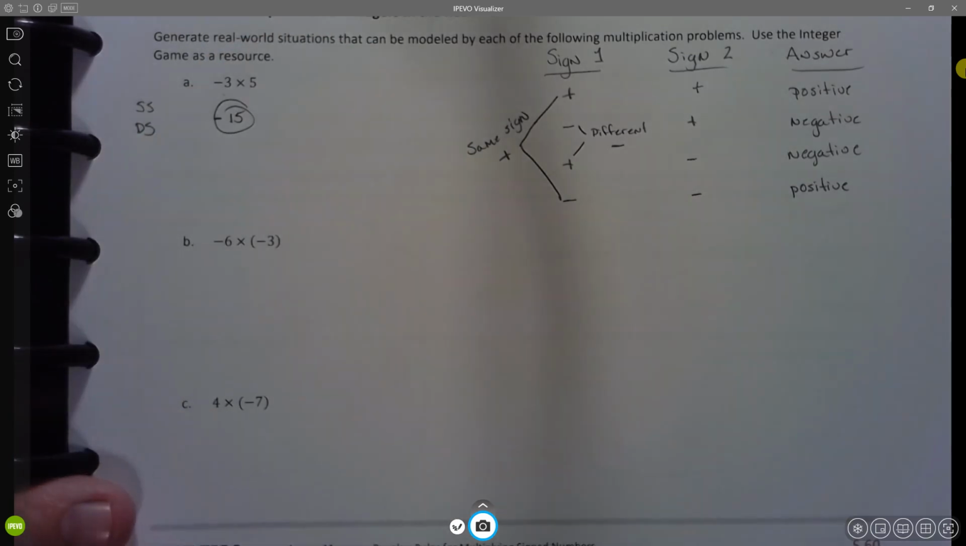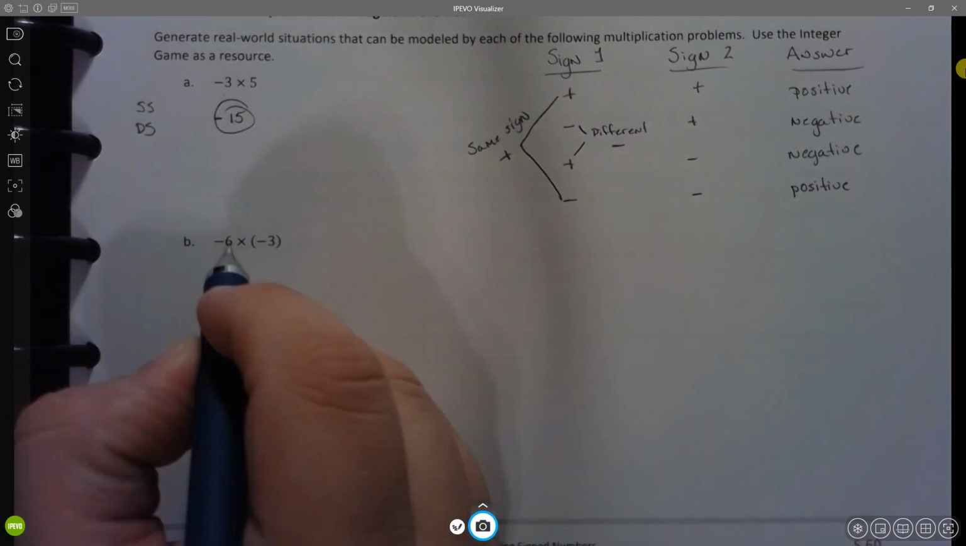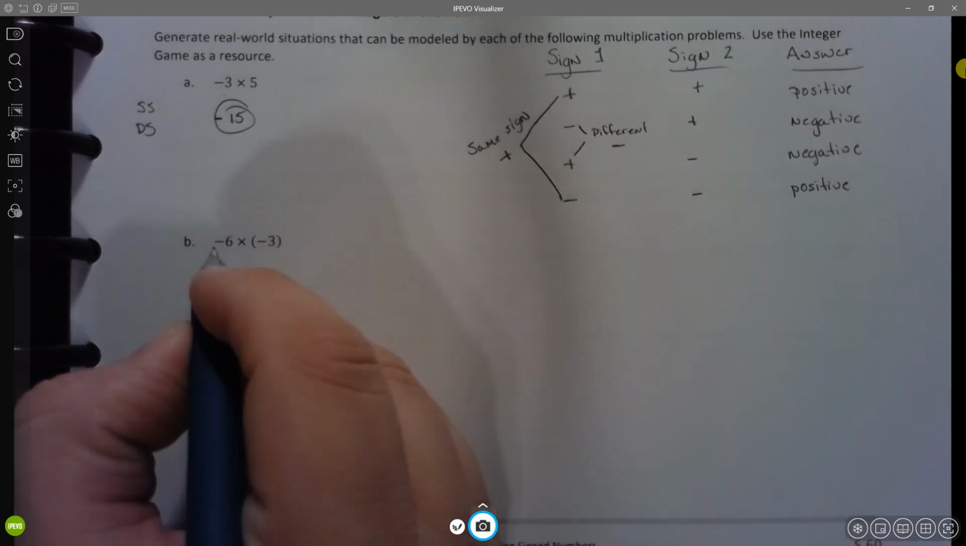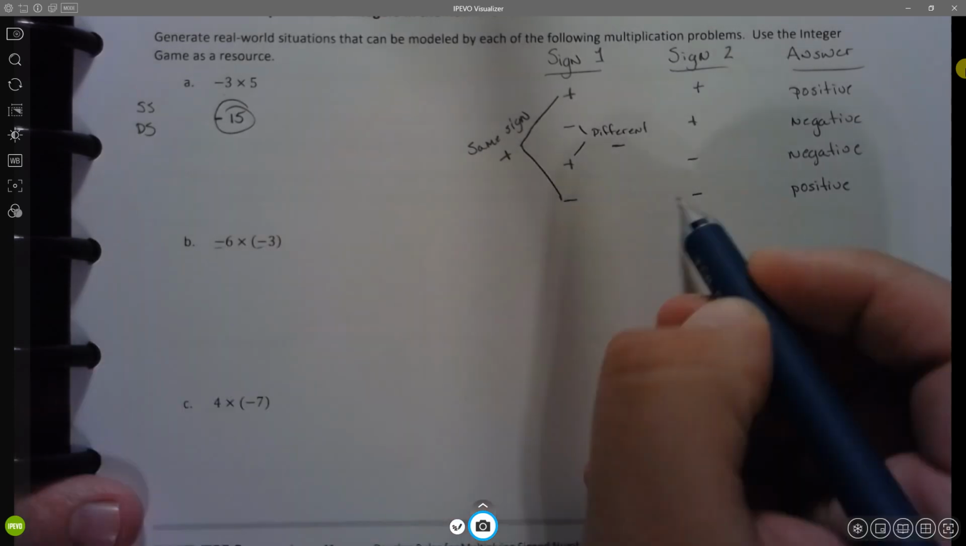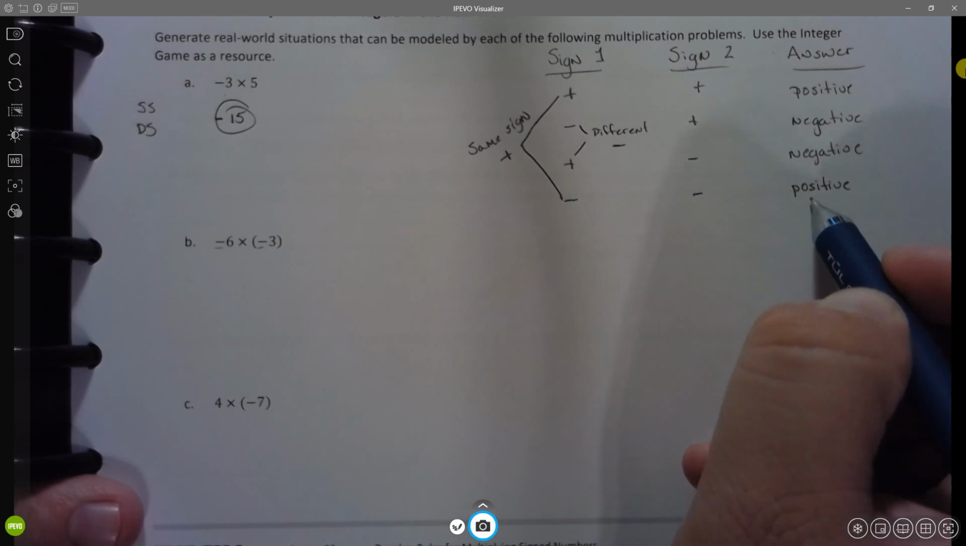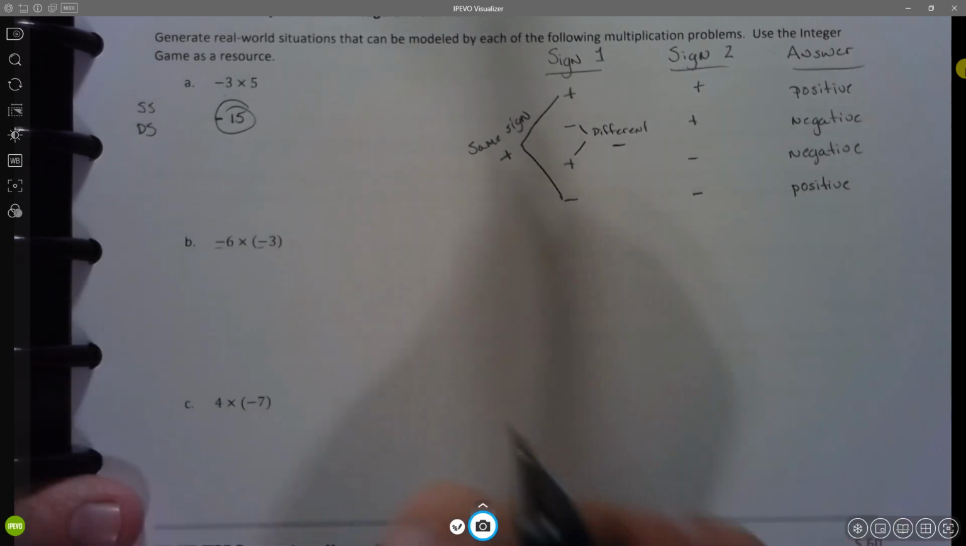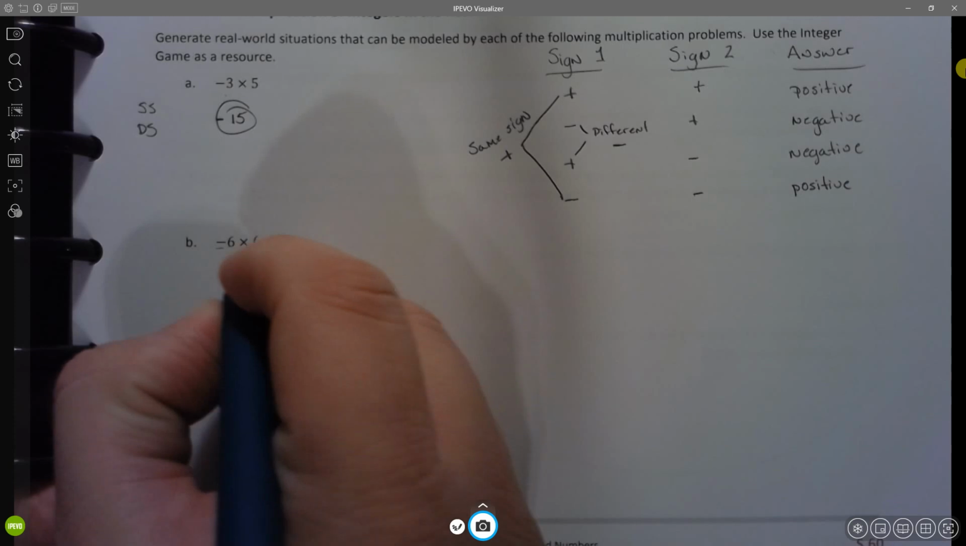-15. Okay. -6 times a -3. We have a negative and a negative. According to this, a negative times a negative is going to be a positive. So what's 6 times 3 going to be? It's going to be 18.